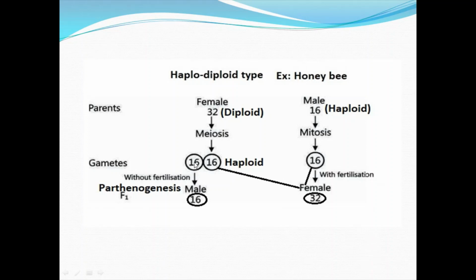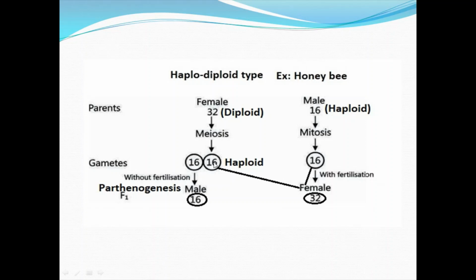Some of the eggs undergo parthenogenesis. You already know what parthenogenesis is. It is nothing but development of an individual without fertilization. So some of the eggs undergo parthenogenesis to produce haploid males. Thus, males are produced without fertilization. Males are produced directly from the ovum or female gamete without fertilization. That is why they are haploid.